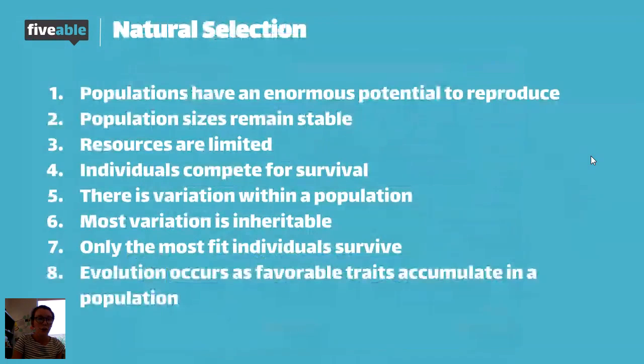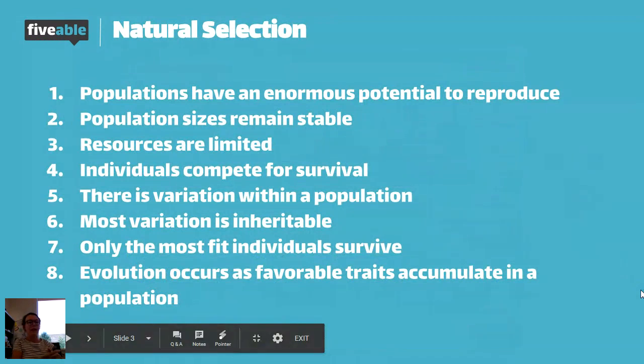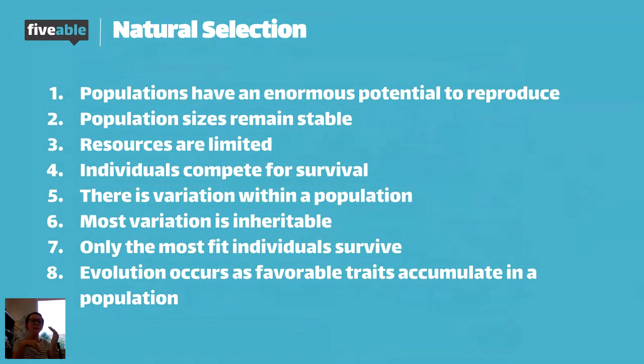So there are 8 things that need to be true for natural selection to occur. I'm going to run through them because it's really important that you're familiar with these in order to understand how natural selection is actually occurring. Okay, so first and foremost, populations have to have an enormous potential to reproduce. If populations are not reproducing, then they're not going to be evolving and natural selection will not be occurring. Because natural selection, this change over time that we're going to be looking at based on the environment, needs to have that time and those generations to come in order to actually see this change occurring.